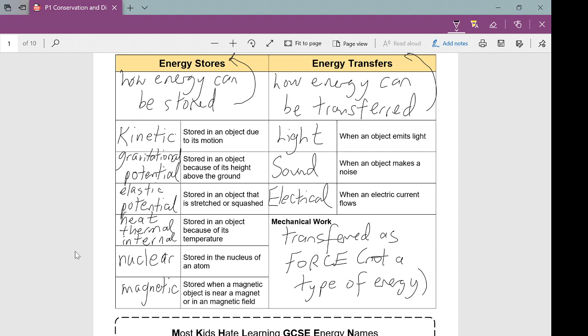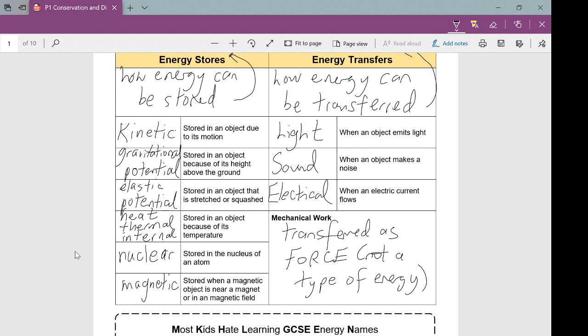So for example, you use the chemical energy in your muscles lifting up your phone, and you're transferring your energy to your phone by using a force. We call that mechanical work, like you're doing work on your phone. You're transferring your energy to that phone in order to lift it up and increasing its gravitational potential energy.